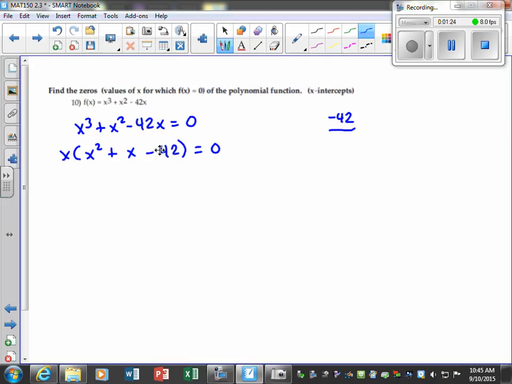but adds to give us positive 1. So tell me what gives us negative 42. 7 and 6, but now one needs to be positive and one needs to be negative. So we just play with the signs right there. I'm going to say negative 6. Now, I always check myself. What multiplies to give me negative 42? Check. When I add these two, I get positive 1. Check. If it doesn't check out, then maybe you mixed your signs up.